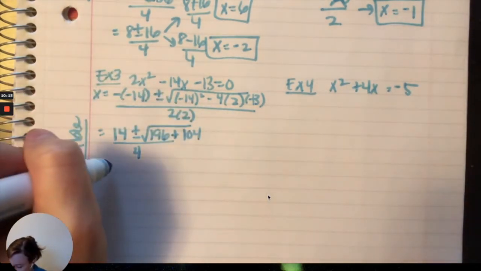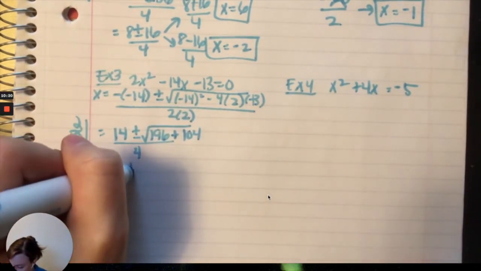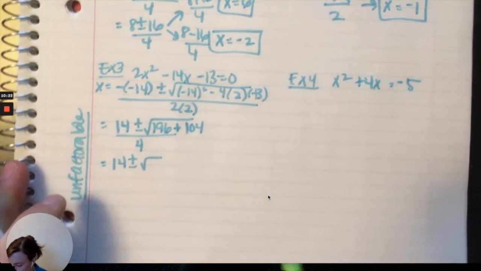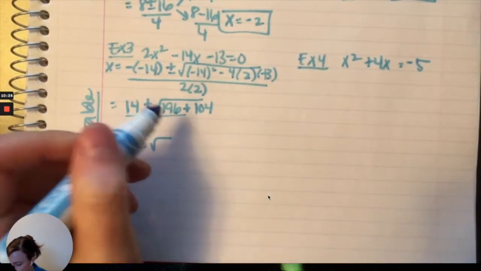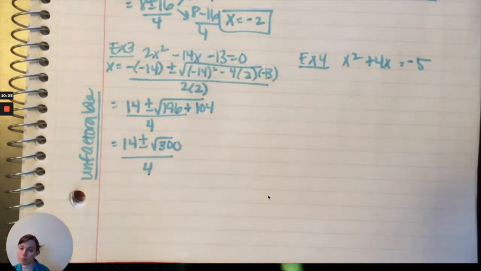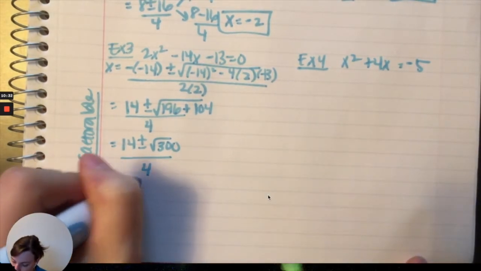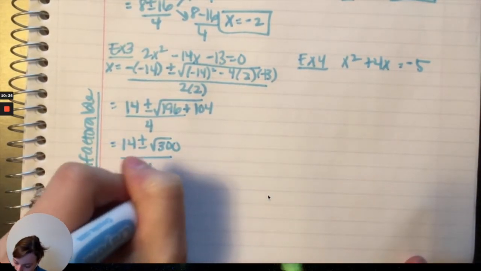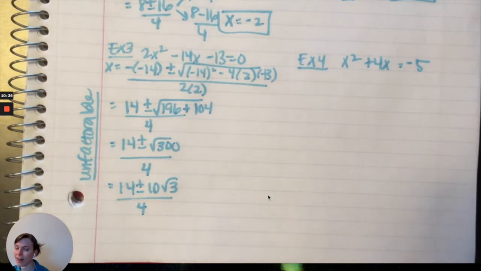Okay, and so this is going to be 14 plus or minus the square root of 300, and that'll be over 4. Now, simplifying radicals, this 300 gives me 10 square roots of 3. Pause the video, think about it. How did I go from square root of 300 to 10 square roots of 3? Go back to that simplifying radicals, make your factor tree, see what happens.